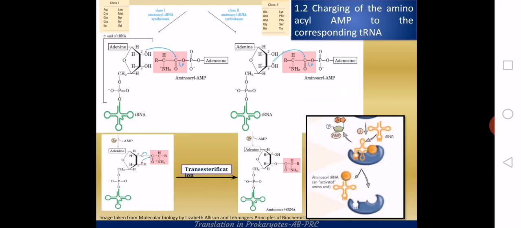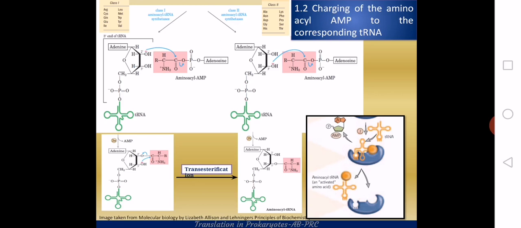And in the second stage, the charging of the aminoacyl AMP to the tRNA occurs with the help of a class of enzyme called aminoacyl tRNA synthetases. And there are 2 classes of aminoacyl tRNA synthetases, class 1 and class 2 enzymes. Class 1 is responsible for the charging of a certain set of amino acids given over there, and class 2 is responsible for another set of amino acids. Anyway, whatever the class, the reaction is almost the same.